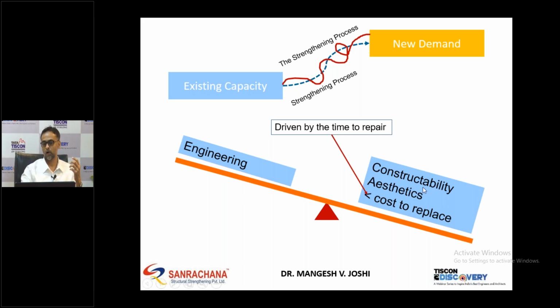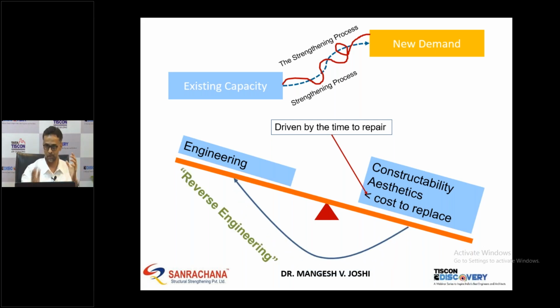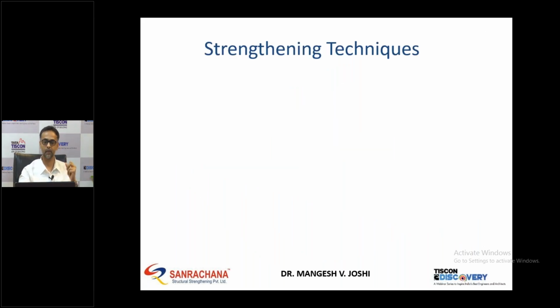It means you have to spend a lot of time on the existing site because your structure is already there. You need to understand the stress level, what the limitations are, what shutdown time you will be getting, and accordingly you have to do engineering. So it is typically nothing but a reverse engineering process. I always say that repair and retrofitting is nothing but a reverse engineering process. So it should start from site to office rather than from office to site.